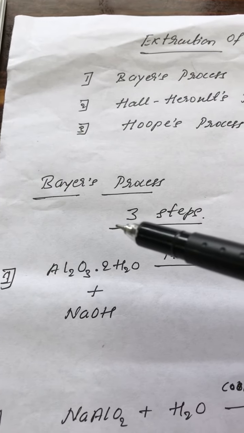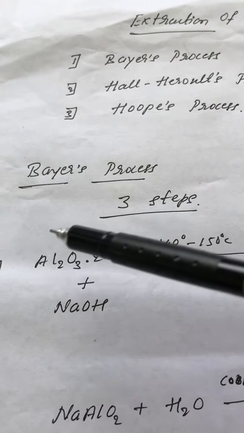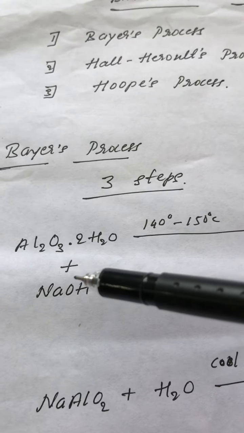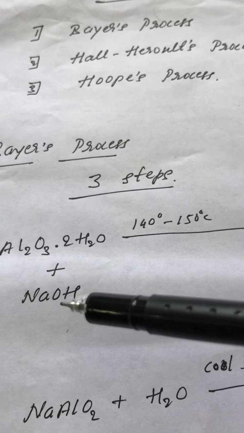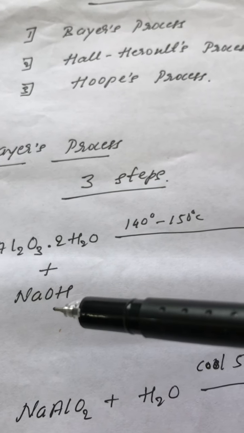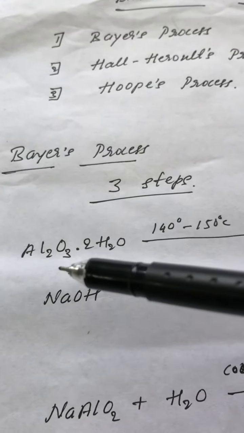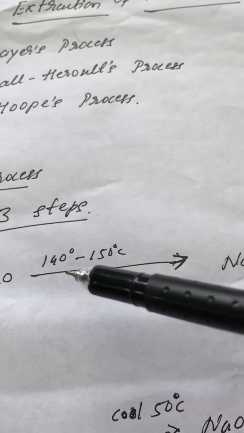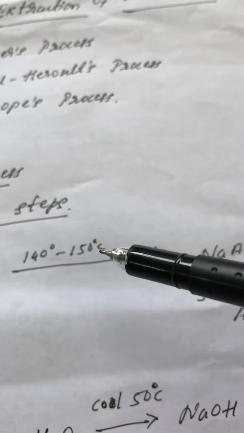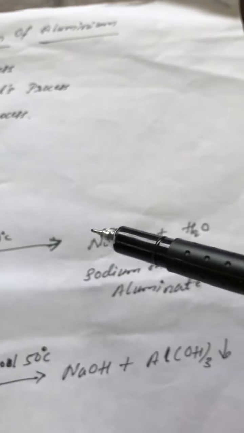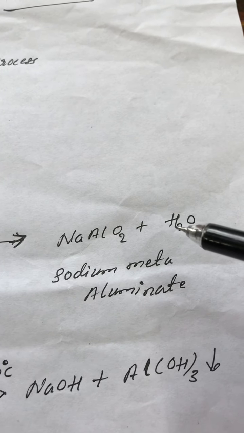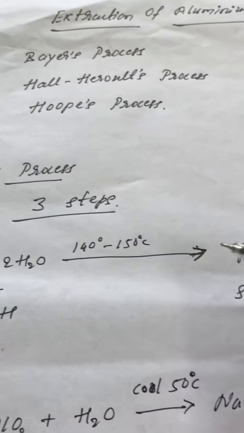Step number 1, whatever bauxite you get from the earth's crust, you are going to add NaOH, that is sodium hydroxide. This method is called leaching, one of the concentration methods we learned in the last section, and the temperature maintained is 140 to 150 degrees Celsius. The products we get are sodium metaaluminate plus water. This is step number 1.